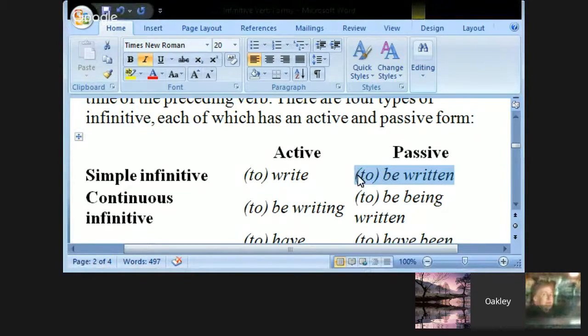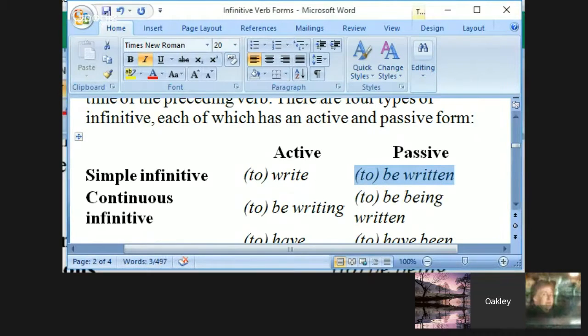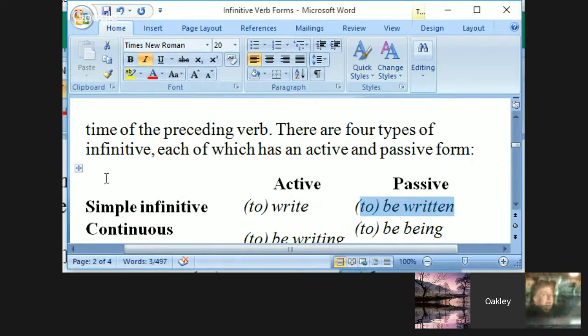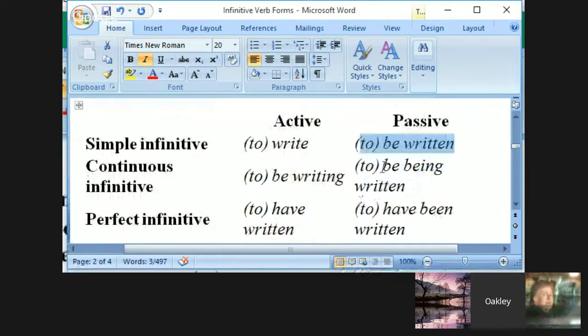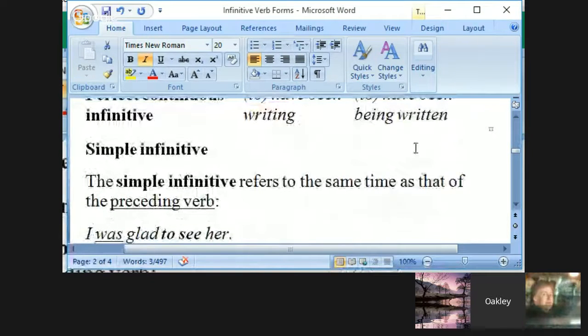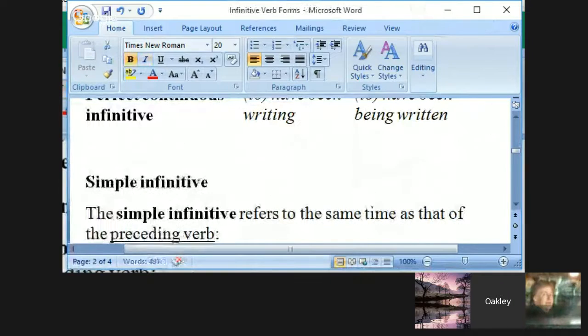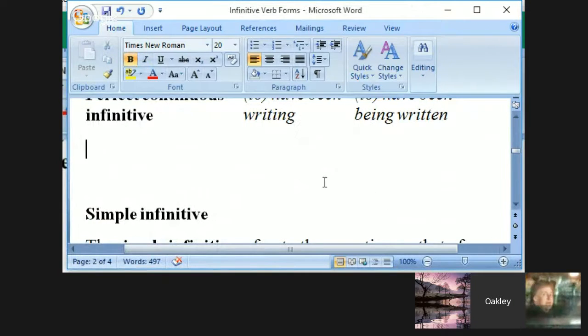Okay, well, where would you see a passive infinitive? Sam, can you create a sentence with to be written? Can you think of a sentence that makes sense? Hopefully. With to be written. We'll get into these more carefully, but Sam, are you there? Sam, hello? I can't hear you.